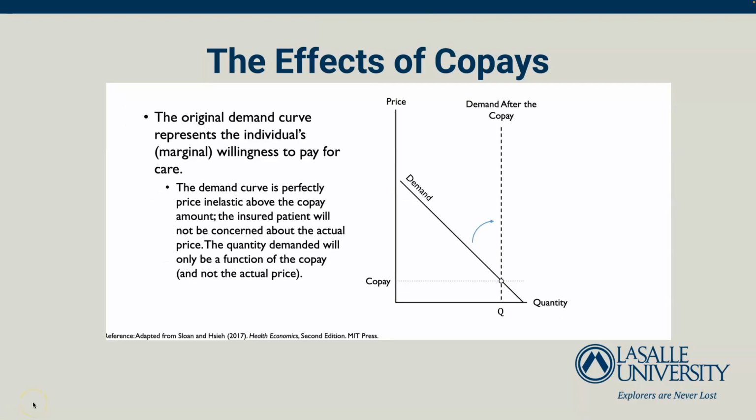But in effect, what happens to the demand curve is that it becomes perfectly price inelastic above that copay amount. And so the insured patient will not be concerned about the actual price of the healthcare good or service in question, and quantity demanded will only be a function of the copay and not the actual price.